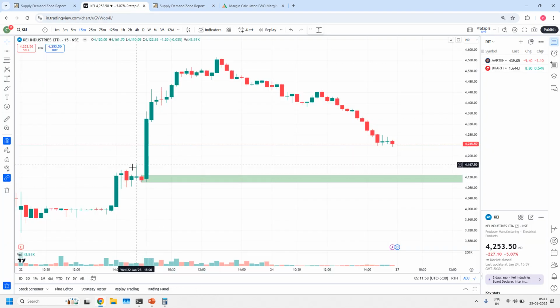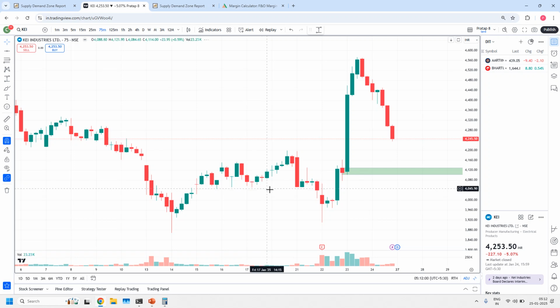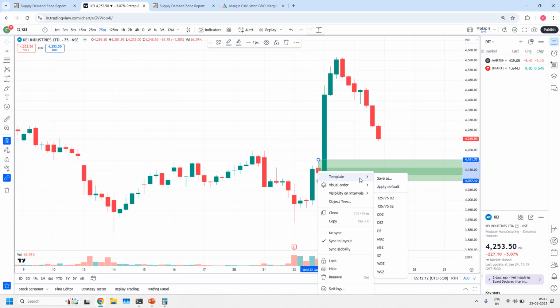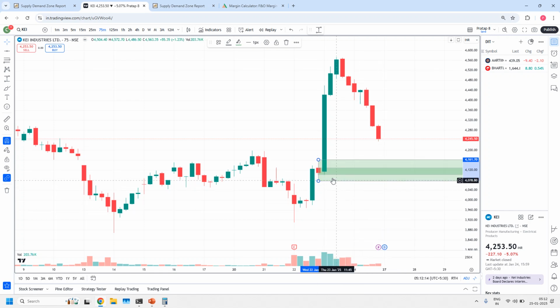Okay, is this zone part of the 75-minute zone? Let's verify. Yes, this rally, base, rally, this is the 75-minute zone. Let's draw this zone. So this is the 75 minutes demand zone. Inside 75 we have the 15 minutes zone. Is it inside daily? Mostly not, because only one candle is there. Daily may not be visible, but we will check.